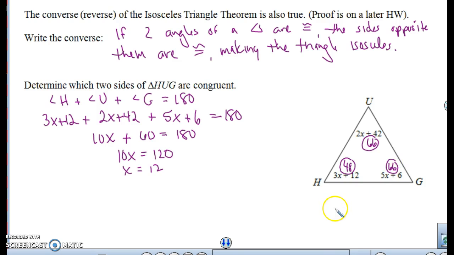All right, so based on these angle measures, what two sides are congruent? Well, 66 and 66 are the same measure, so that means the sides opposite them are congruent. So this one and this one are congruent. So since angle U is congruent to angle G, that means that HU is congruent to HG. So that is the base angles theorem. Base angles of an isosceles triangle are congruent, and if two angles of a triangle are congruent, the sides opposite them are also congruent. Very important theorem, and very useful too.